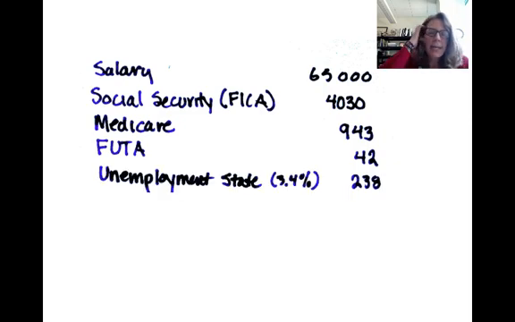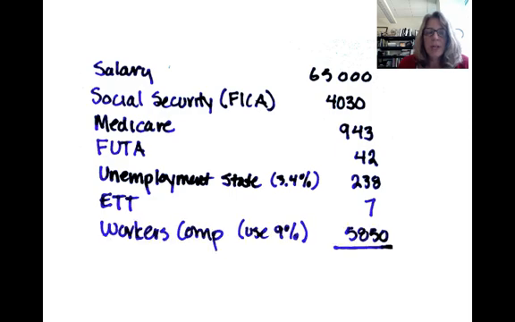Now we move on to state taxes. State unemployment, we're going to use 3.4%. I remember I told you it varies quite a bit, but I'm going to use 3.4% for most of the things we'll do. Again, it's on the first $7,000. So we only take 0.034 times 7,000, which is 238. The next is the employment training tax, it's 0.1% on the first 7,000, so that ends up being $7. And then workers' comp, I'm going to use 9%, which corresponds to a manufacturing job.